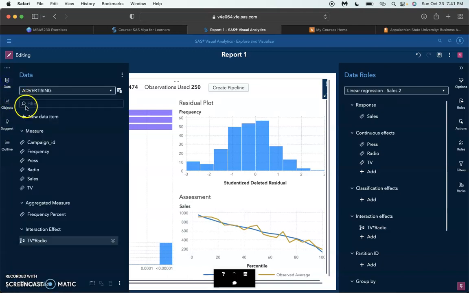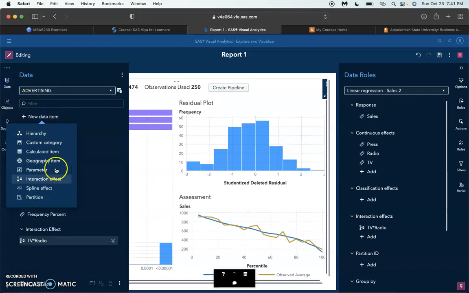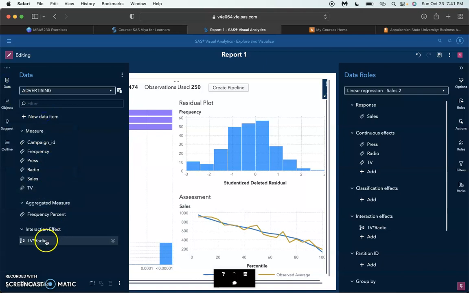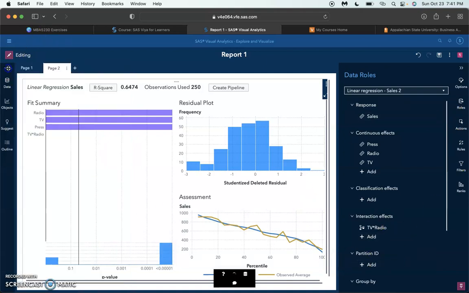You do this by going over to new data item and interaction, and from there you click TV and radio, and then you come over to the right pane and you add TV and radio into the interaction effects, and it sort of gives it a new look compared to what we had seen before. Now, looking at this data, it then asks us to find the new regression equation with this.